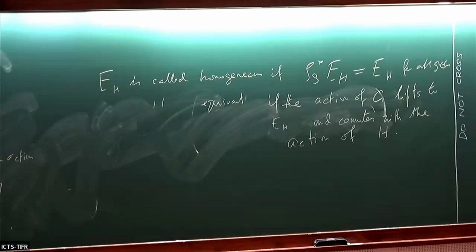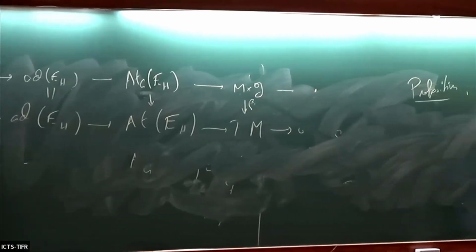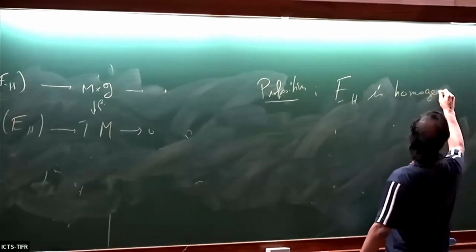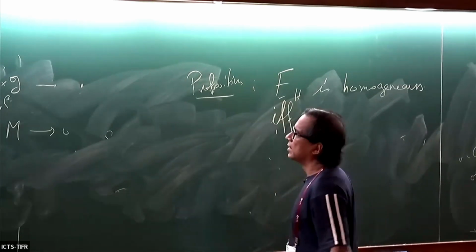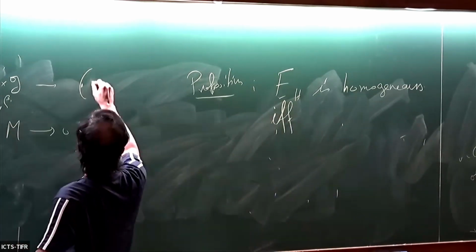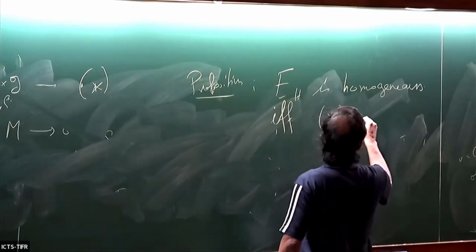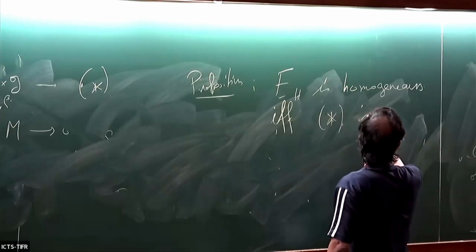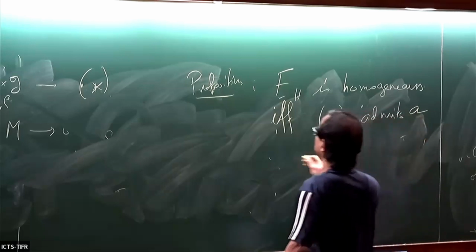So let me write the proposition. EH is homogeneous if and only if this exact sequence star has a holomorphic splitting, admits a holomorphic splitting.